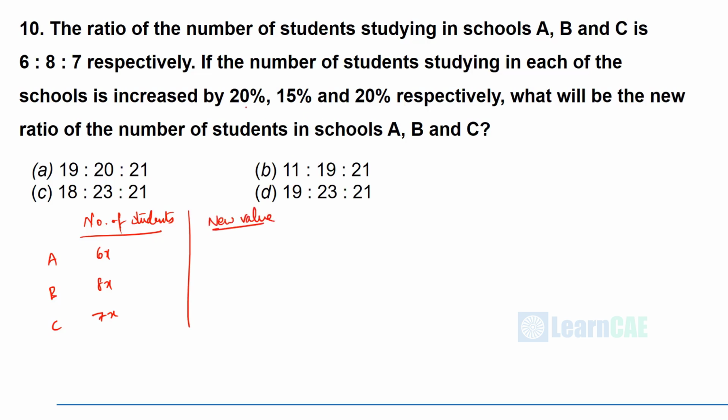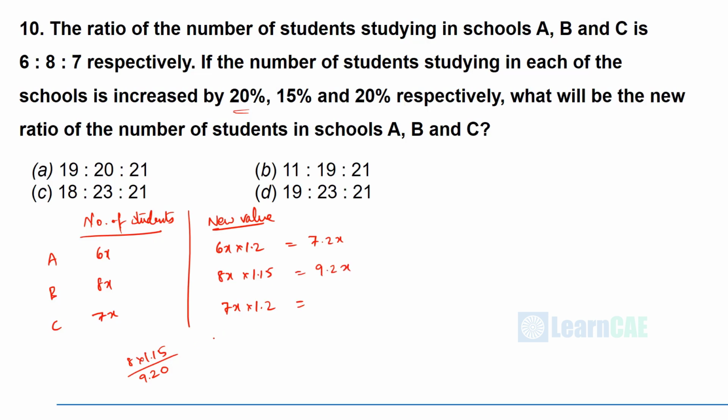For A, it is increased by 20%. It means 6x into 1.2. For B, it is 8x into 1.15. For C, it is 7x into 1.2. So we shall multiply this. 6 into 1.2 is 7.2x. 8 into 1.15: 5 eights are 40, 1 eight is 8, 9, 10, 11, 12, carry 1, 8 ones are 8, 9. So this is 9.2.